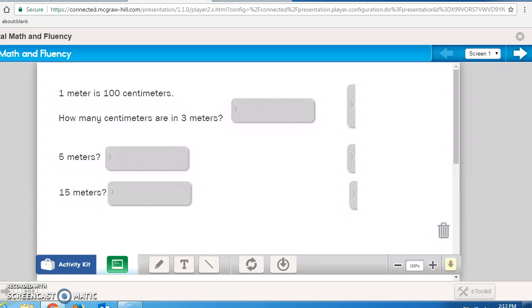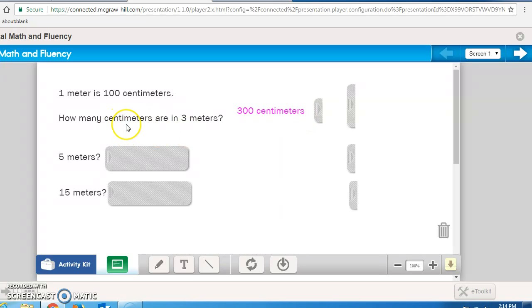One meter is 100 centimeters. How many centimeters are in 3 meters? Well, in order for 1 meter to equal 100 centimeters, we took 1 times 100. So this time we have 3 meters. So we take 3 times 100, which is 300 centimeters. Again, look at our units. We want to make sure that it's correct for what they are asking.